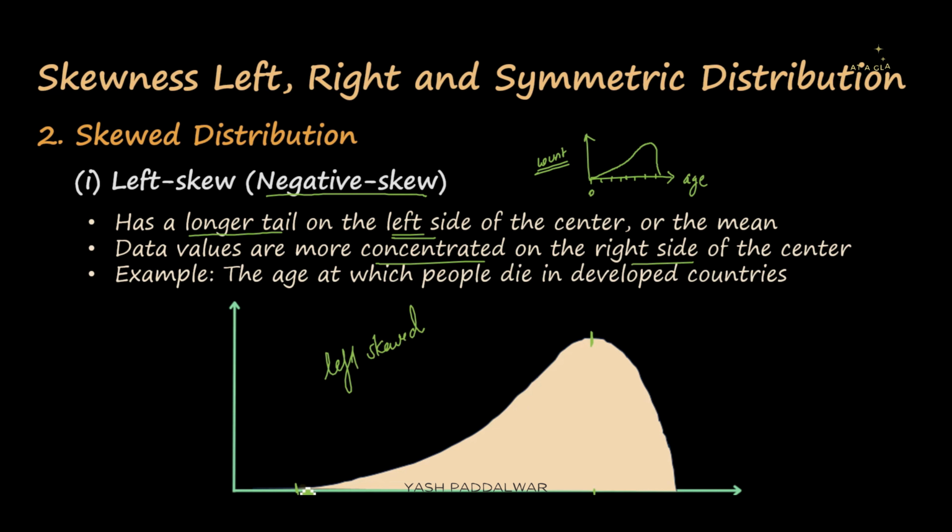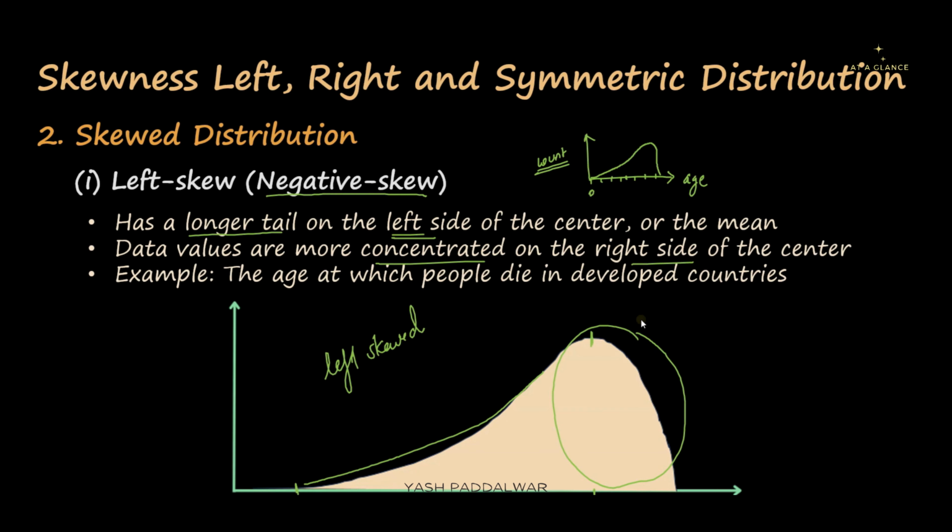You can see that on the left side of this distribution, we have a longer tail, whereas on the right side of the distribution, we have more data points present. The concentration is high. So that is why this is called a left skewed distribution. It is also termed negative skew. I hope it is clear.